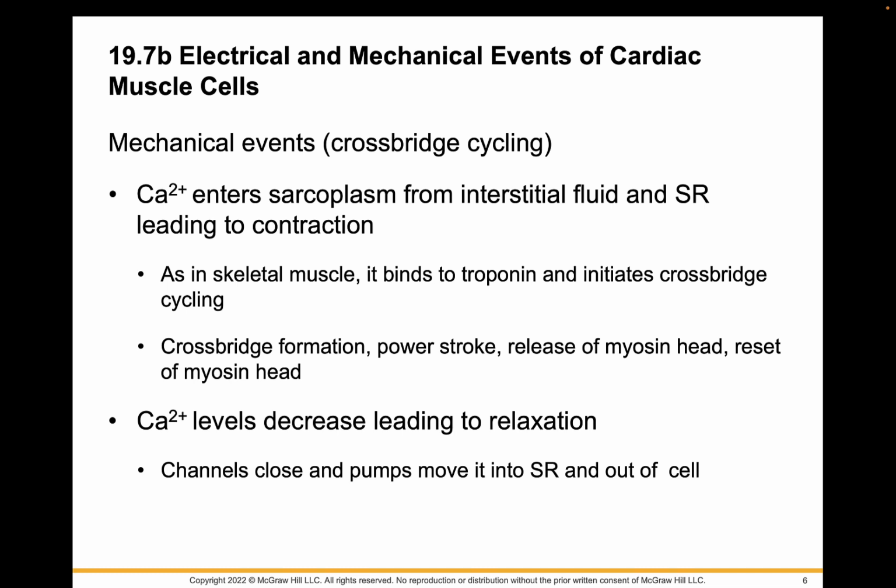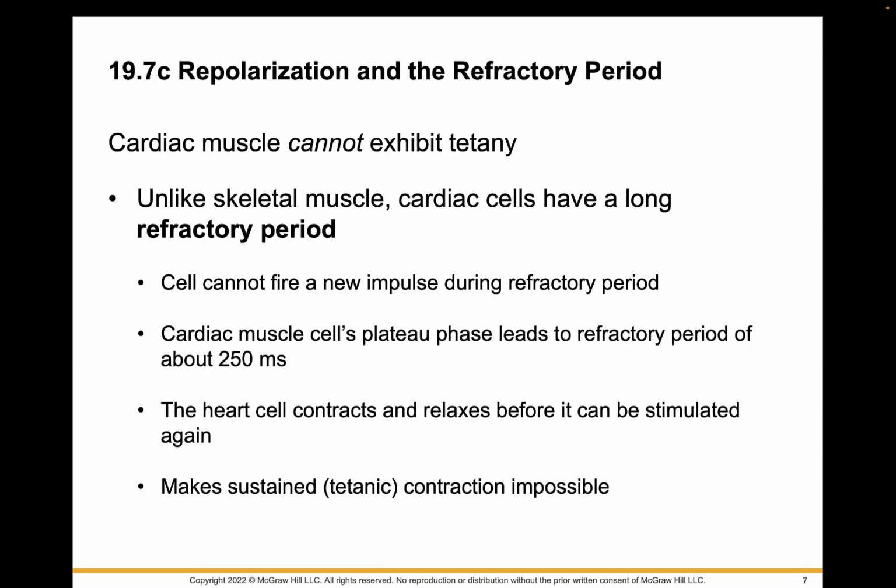Here we have the formation of cross bridges, the power stroke, release of the myosin head, reset of the myosin head, and so on as long as calcium is available. Once calcium levels start to decrease, this results in relaxation. The channels will close, and pumps will move it not just back into the sarcoplasmic reticulum, but also out of the cell and back into the interstitial fluid.